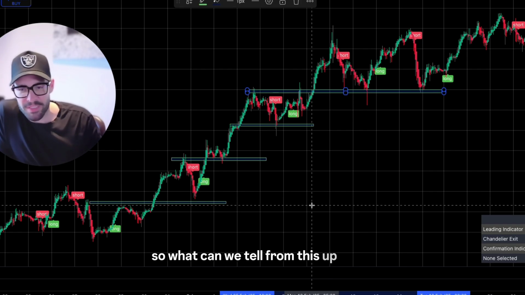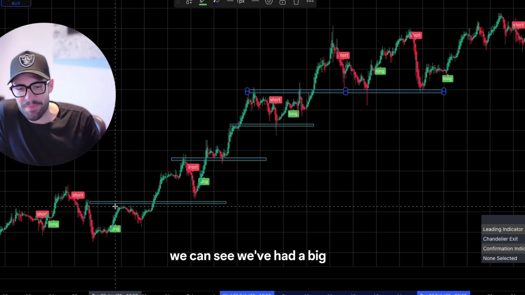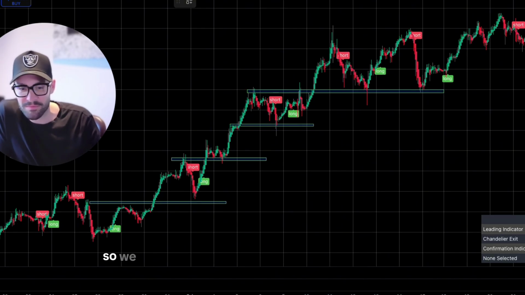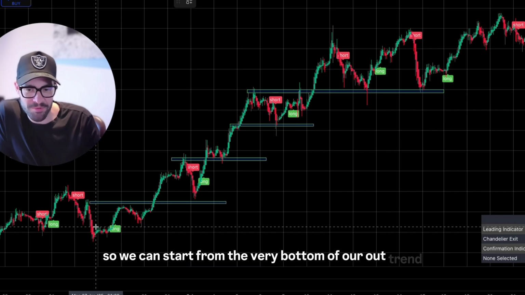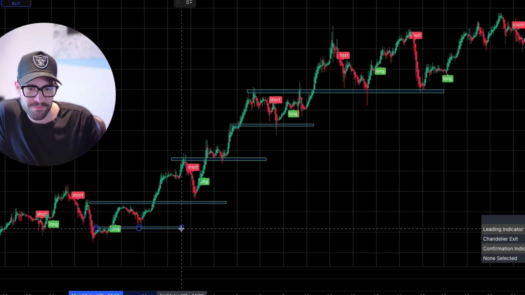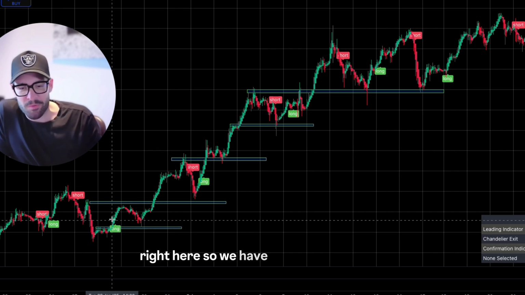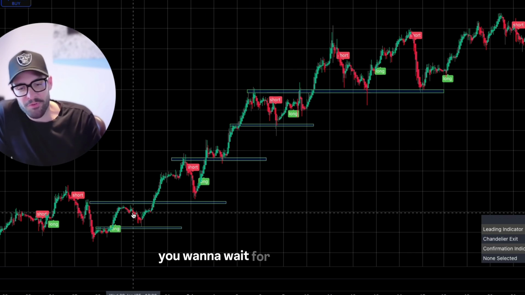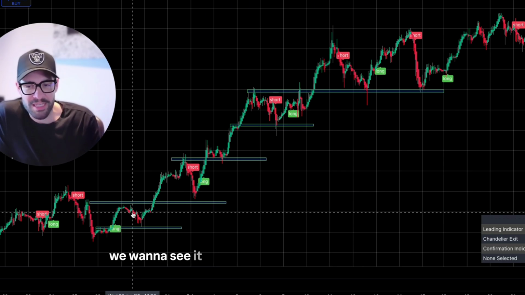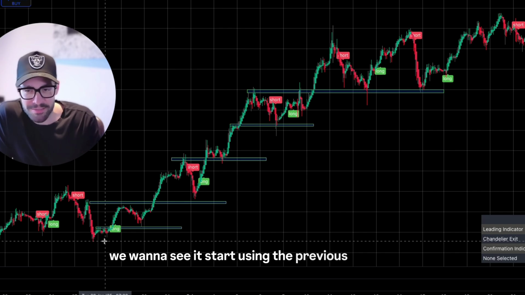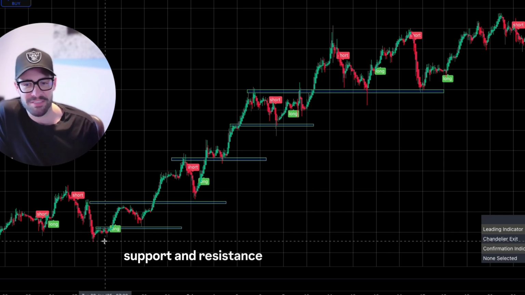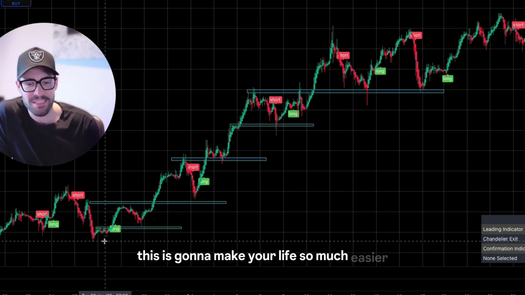So what can we tell from this uptrend? We can see we've had a big rally and we've hit a ceiling. Even right here, to be fair. So we can start from the very bottom of our uptrend, right here. We have a big rally. Like I said, most people are going to be stupid and get in there, but actually what we want to do is wait for price to retract. We want to see it start using the previous resistance as a support level. Support and resistance is extremely important. It's the fundamental. Understanding this is going to make your life so much easier as a trader.